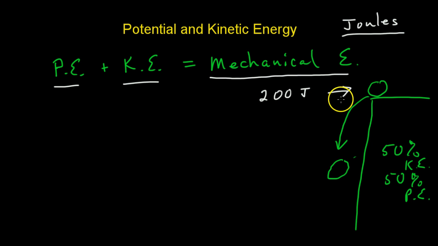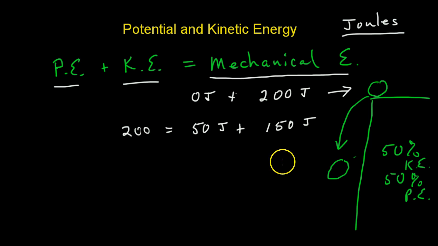And so let's say it's 200 joules potential energy, and so 0 joules kinetic energy. All right, and then over here, as it falls, let's say it has less potential energy, 150 joules. So over here, it's going to have 50 joules of kinetic energy. And again, it's still going to equal 200.